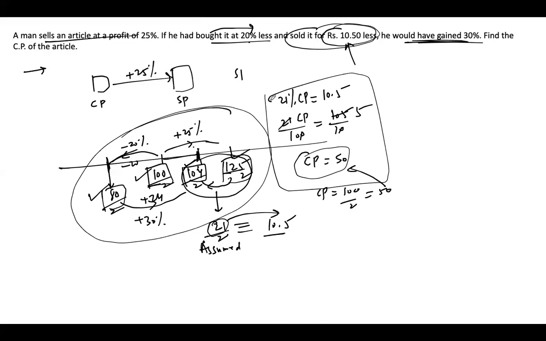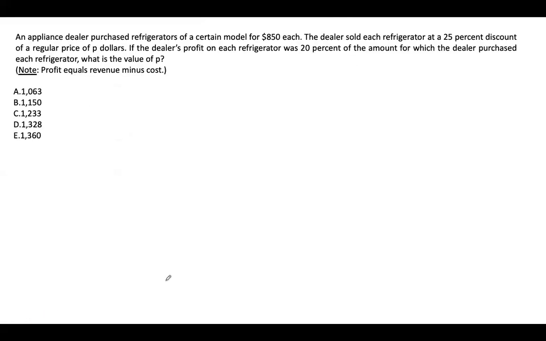Okay. So this 50 is the cost price he currently buys at, right? It's not the value of 20% less. No, no, this is just the simple cost price. Clear? Yes, clear. Go for this.